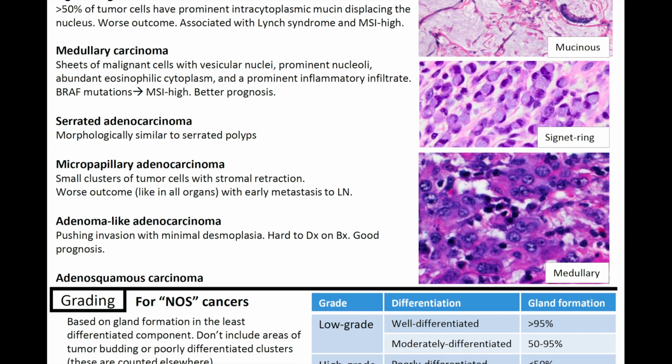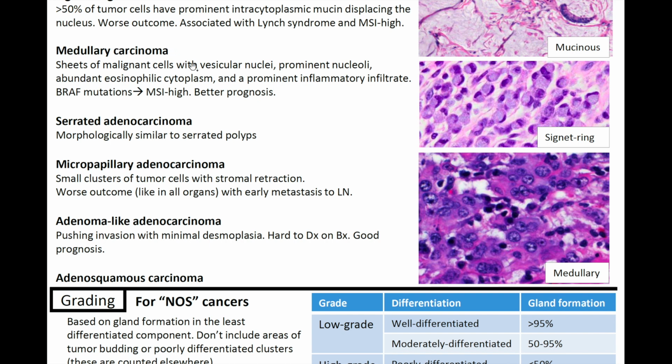All right, moving on. You can also have a signet ring cell carcinoma. We can see that here on the right, these beautiful-appearing signet rings. If more than 50% of the tumor cells have prominent intracytoplasmic mucin displacing the nucleus, you can call it signet ring cell carcinoma. This typically has a worse outcome, and it's associated with Lynch syndrome and MSI high.